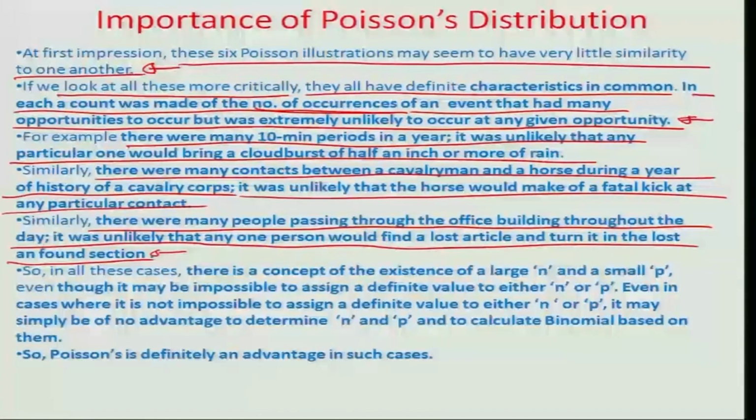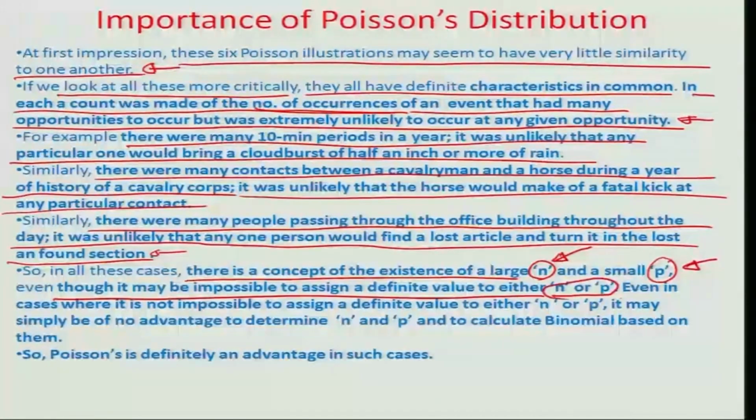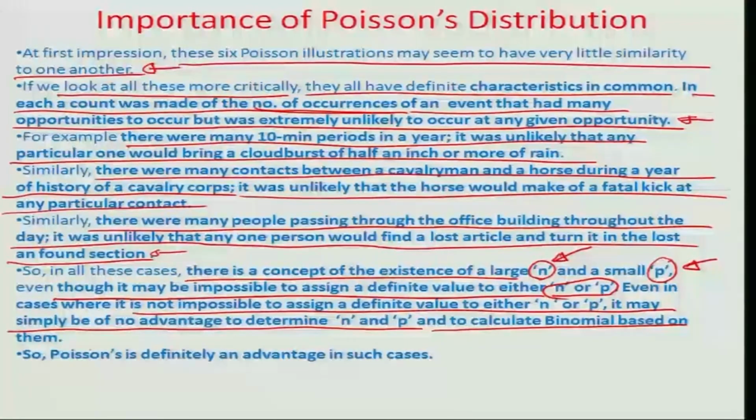So, Poisson's distribution is generally applied to such a kind of data set where the probability of occurrence of an event is quite low, and you need really an extensively large database to somehow make the probability quite realistic. So, in all these cases there is a concept of large n, that means the overall sample size that you are examining is a very high value, and a very small probability of occurrence. So, the p is very small, even though it may be impossible to assign a definitive value to either n or p. Even in cases where it is not impossible to assign a definite value to either n or p, it may simply be of no advantage to determine n and p and to calculate the binomial based on them.